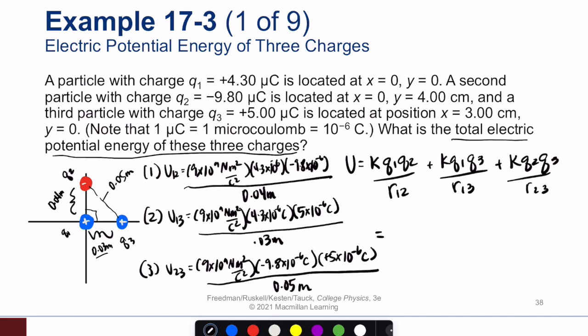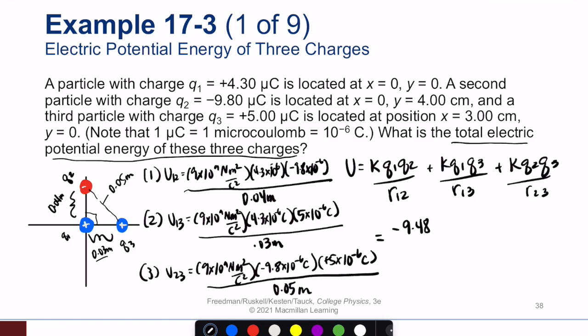I get, luckily I have this. Let's see, 4.3 and 9.8. 9.48, and that is a negative value for the first term. And what are the units? Well, this is energy. The units are joules. And I can kind of see that because you see these coulombs squared go away. One of the meters goes away, and I'm left with a Newton meter, which is also known as a joule. So negative 9.48 joules for the first term.